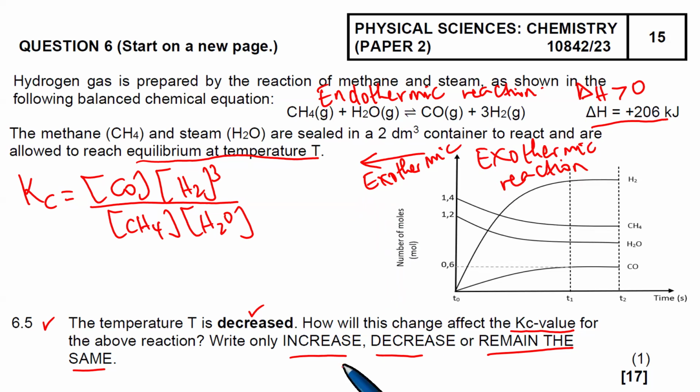Now at this point, if you decrease the temperature, the endothermic reaction is not going to be favored, so it's going to favor the reverse reaction. If it favors the reverse reaction, you're going to have the concentrations of the CH4 and water increase. And when the concentrations of these increase, the Kc value will therefore decrease.